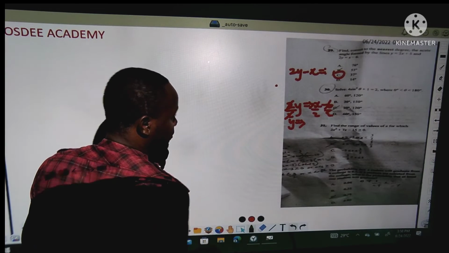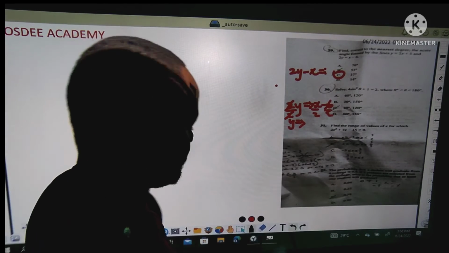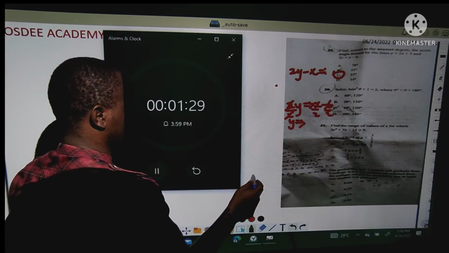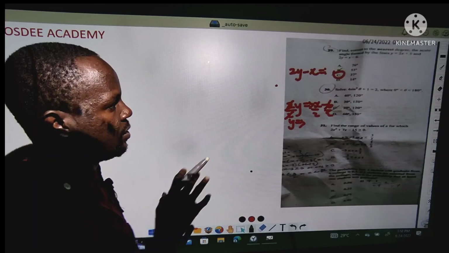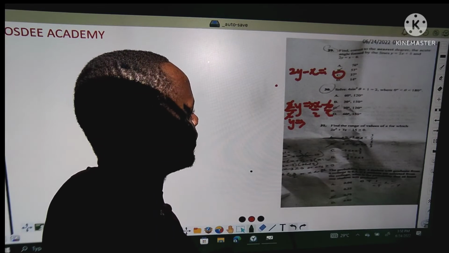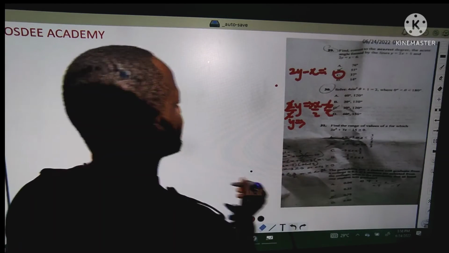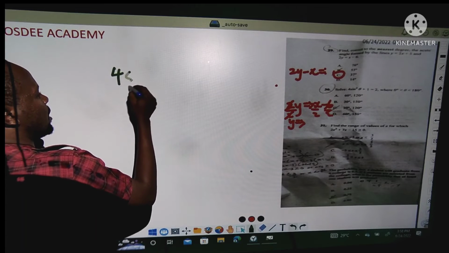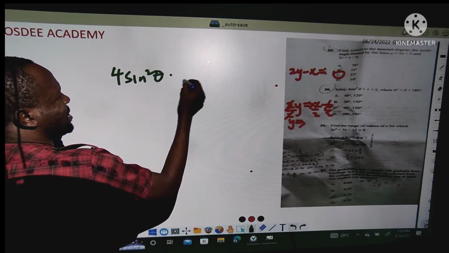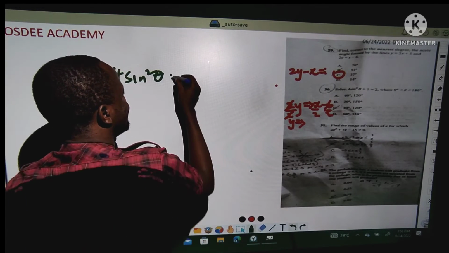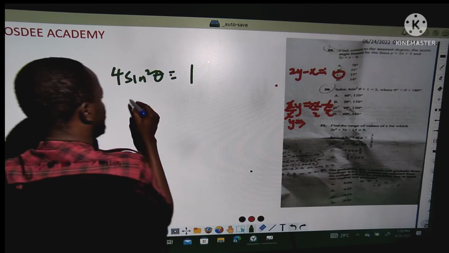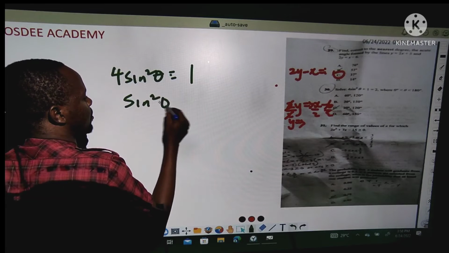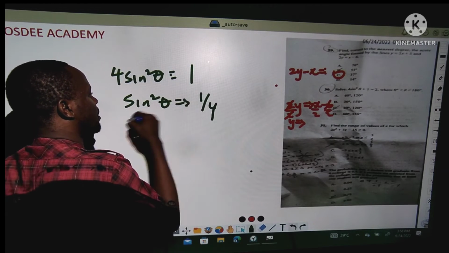Now we have to solve that equation for theta less than 180. Solve 4 sine squared theta plus 1 equals 2. Put that one to the other side. You have 4 sine squared theta equals 2 minus 1, which is 1. So sine squared theta is 1 over 4 when you divide both sides by 4.